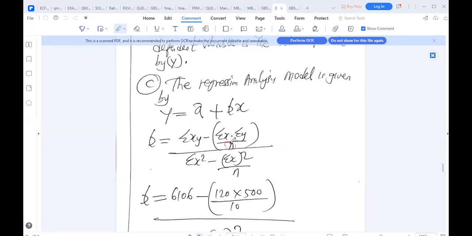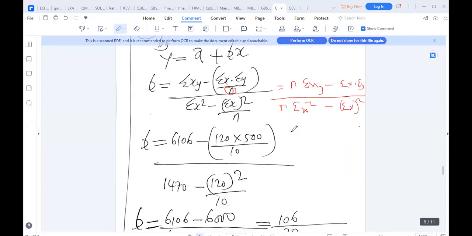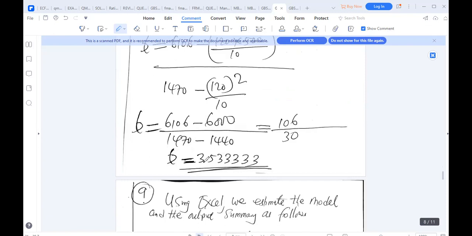Sometimes this n is brought in front here to simplify your work, which becomes n summation of xy minus summation of x times summation of y, divided by n summation of x squared minus summation of x to the power 2. So this is the linear way or the manual way of doing it. So when you input the values of x squared and y squared, you're going to find your b as 3.533.